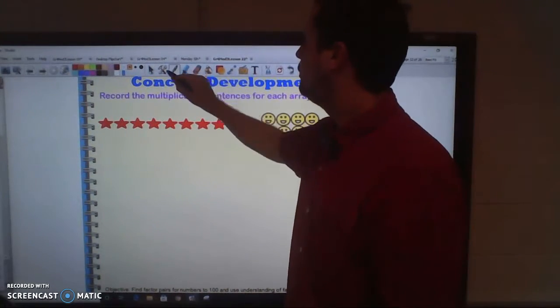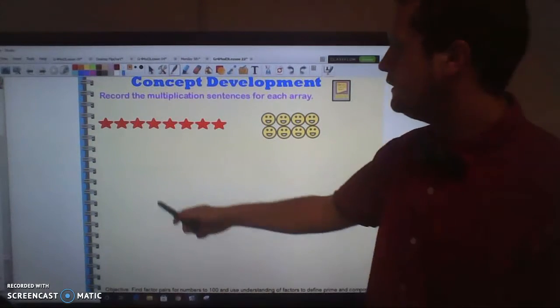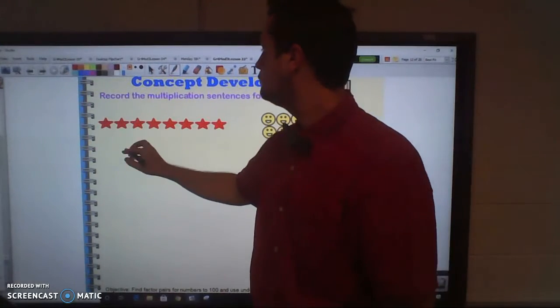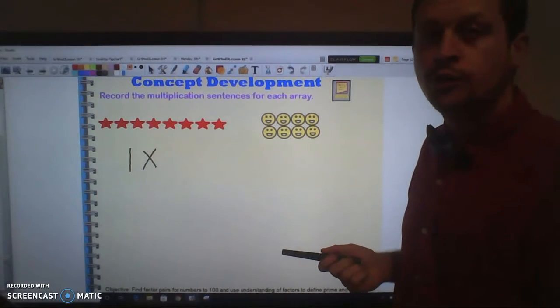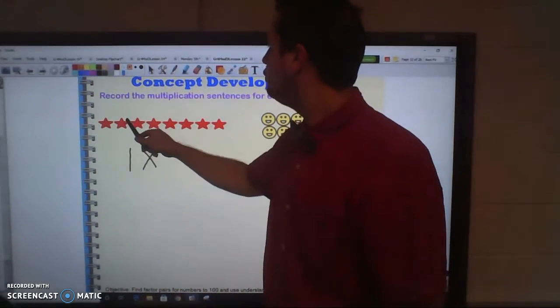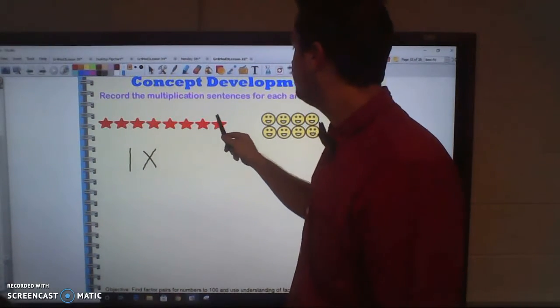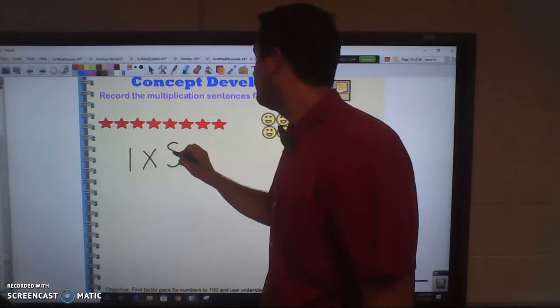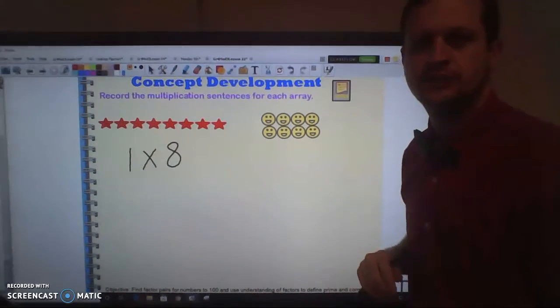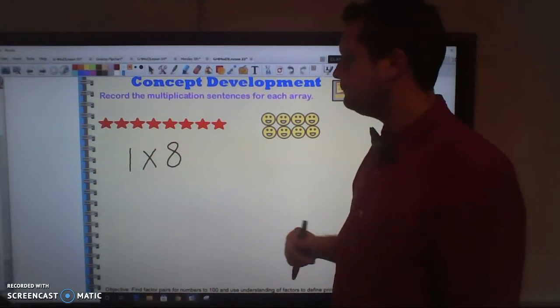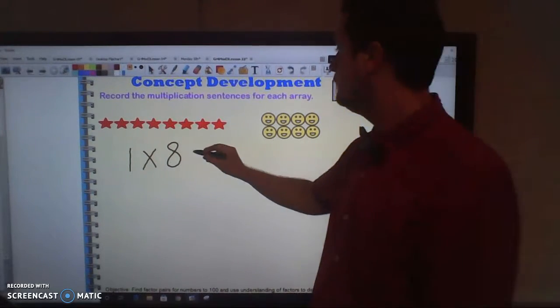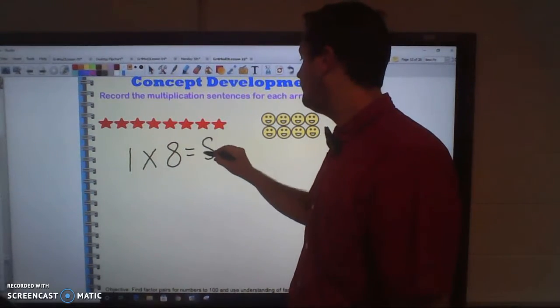So we count our rows in this one. Well, there's only one row, so it's going to be 1 times. And in that row, we have 1, 2, 3, 4, 5, 6, 7, 8. So this is the multiplication sentence for our first array of stars, 1 times 8, which would equal 8.